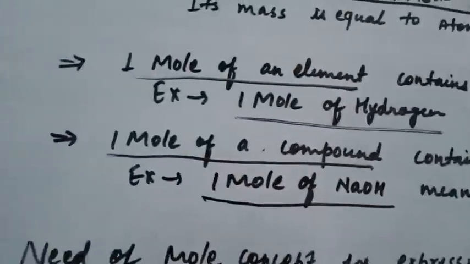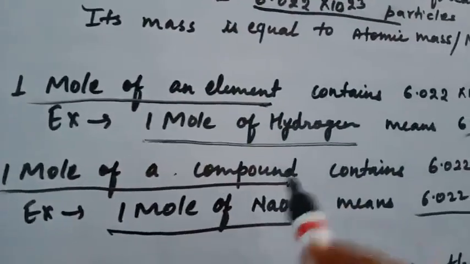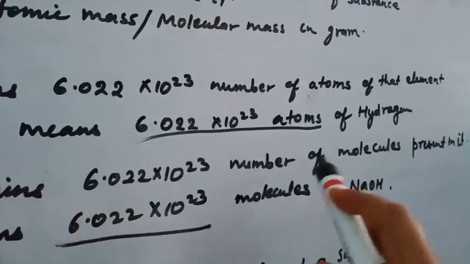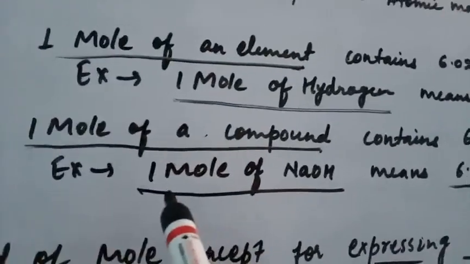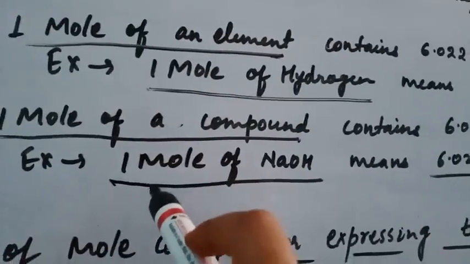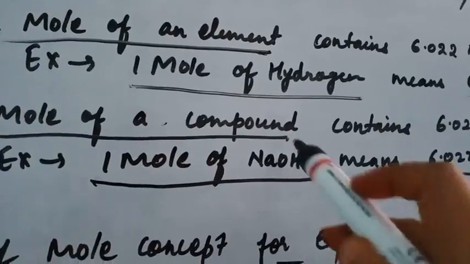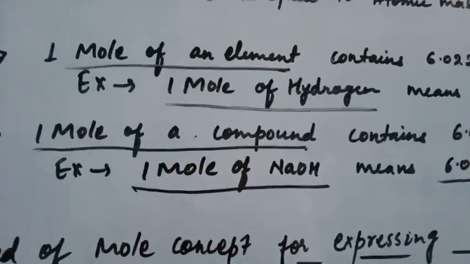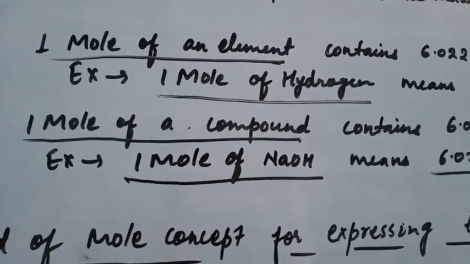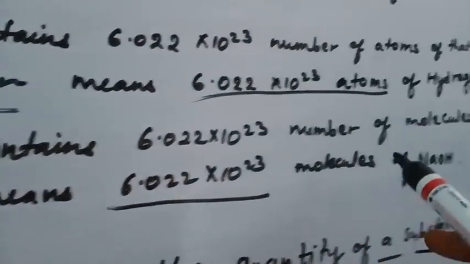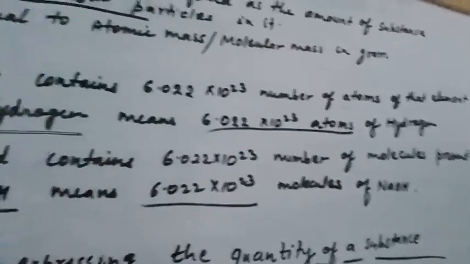Okay. Similarly, 1 mole of any compound contains 6.022 into 10 to power 23 number of molecules present in it. So by example we can understand 1 mole of a compound, for example, 1 mole of sodium hydroxide. So 1 mole of sodium hydroxide means it contains 6.022 into 10 to power 23 molecules of NaOH.